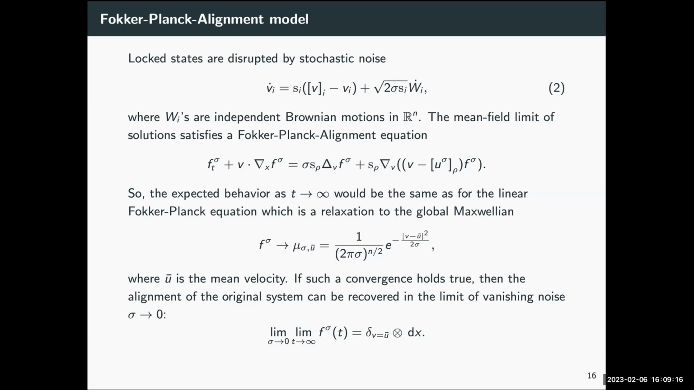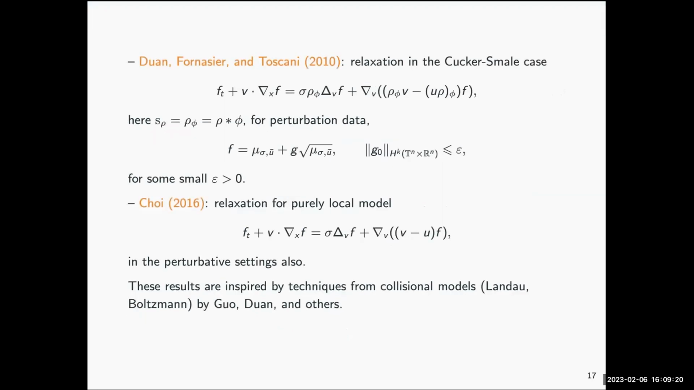Actually, there are more connections with turbulence than this one in this subject. So this program has seen partial success in the beginning. In 2010, Duan, Fornasier, and Toscani looked at the Cucker-Smale model, and they proved the same result, the relaxation, but in perturbative settings. If you are already very close to Maxwellian, you do the linearization analysis, you establish spectral stability, and you show that it has nothing to do but fall into the equilibrium. So for small perturbations, that's true. If you look at not Cucker-Smale, but the pure local alignment model with macroscopic velocity u, then that's also true in perturbative settings.